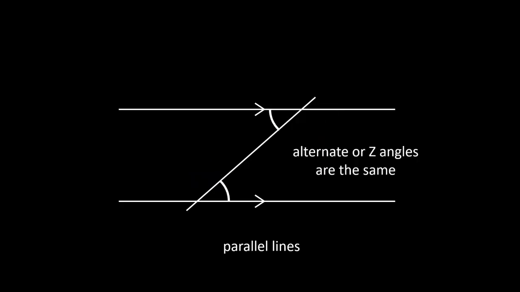So actually we can say that alternate or Z angles are the same. We got those two there marked with the little arcs, but we could also say that that one and that one are the same. So we can get quite a bit of information about angles just from that Z.